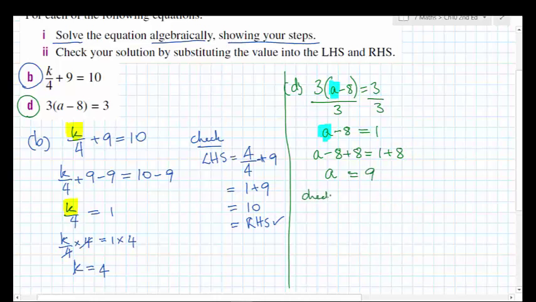Then I can go through and do a check. I look at the left-hand side of my equation, which is 3 times (a take 8). I substitute a into here, so I end up with 3 times (9 take 8). I use my BOMDAS, so brackets first, so it's 3 times 1, which equals 3, which actually equals my right-hand side. So that's okay, and I can put a little check mark next to it to show that I've checked it and it actually works.